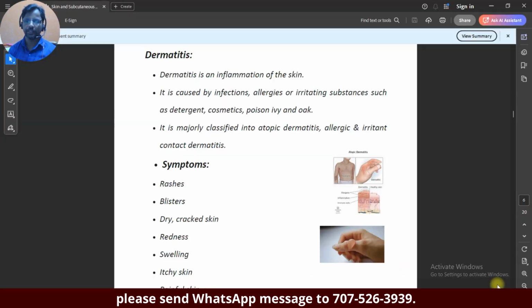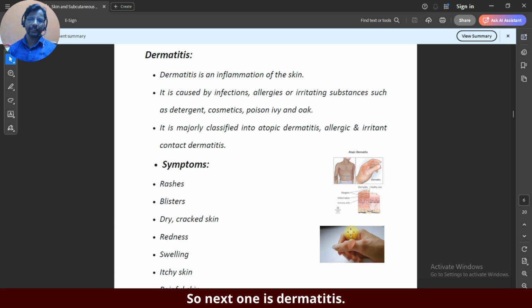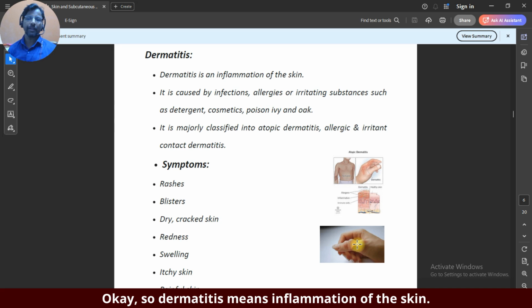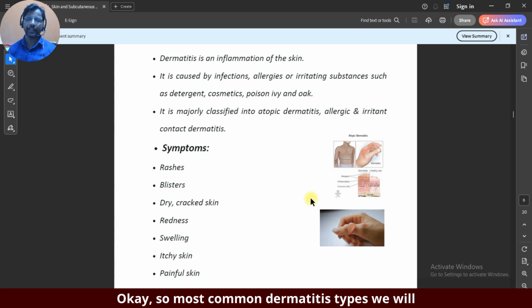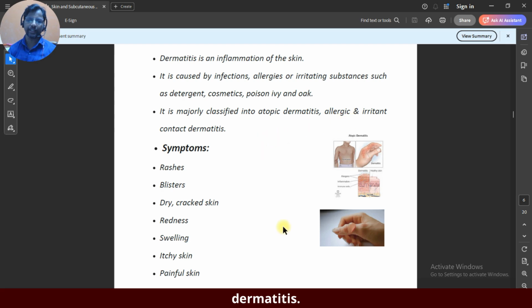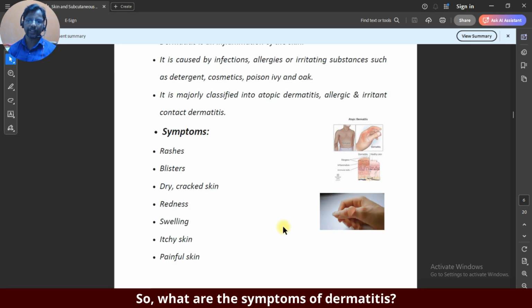So next one is dermatitis. Dermatitis means inflammation of the skin. Derma means skin basically, itis means inflammation. Most of the time it will be caused by infections, allergies or irritating substances. The most common dermatitis types we will encounter in medical coding are atopic dermatitis, and allergic as well as irritant contact dermatitis. So what are the symptoms of dermatitis?